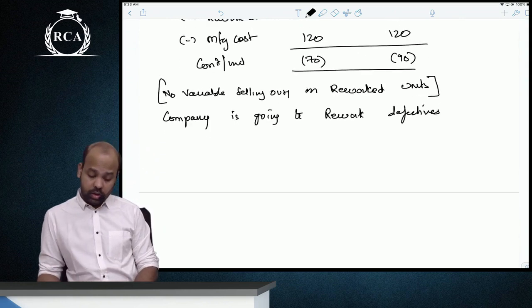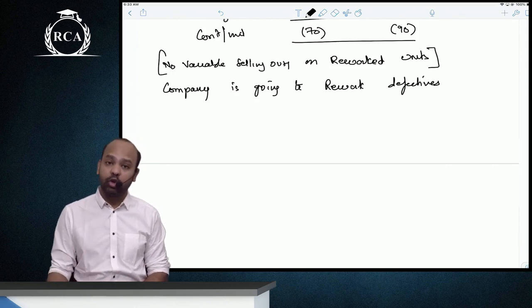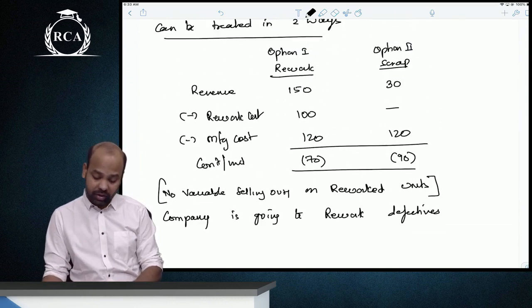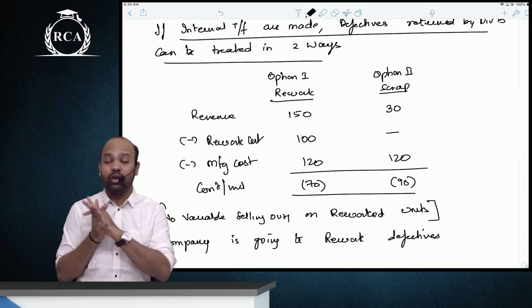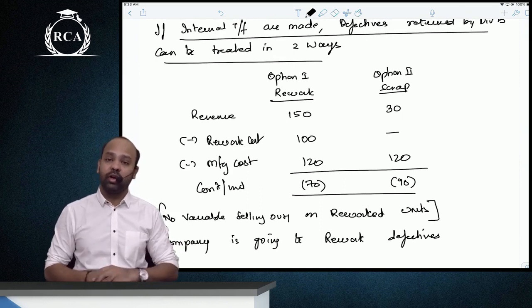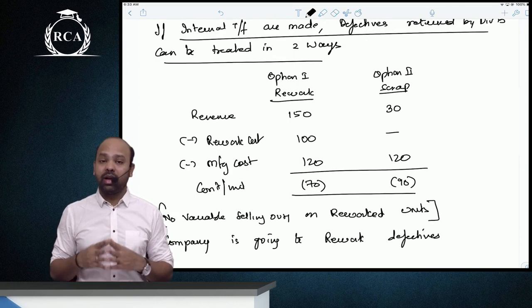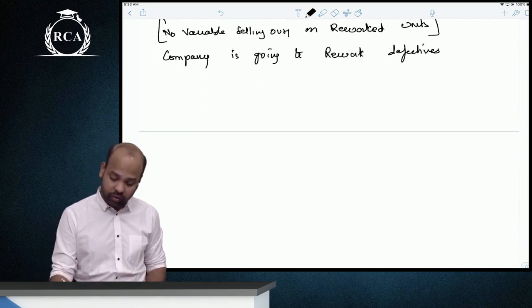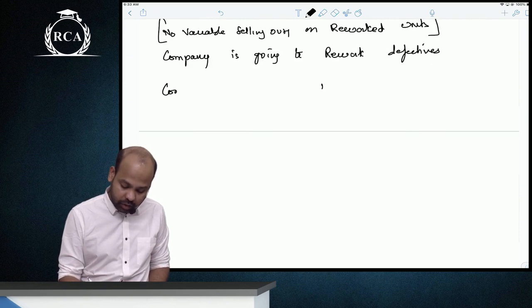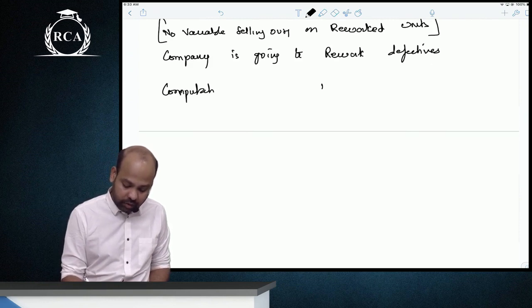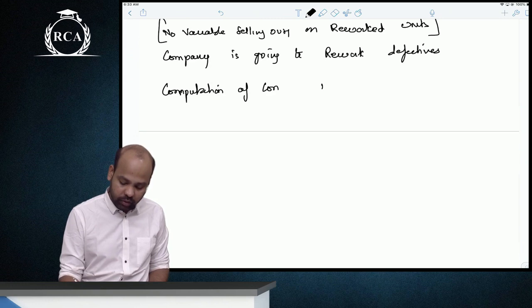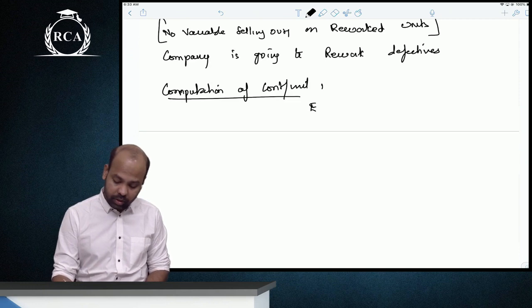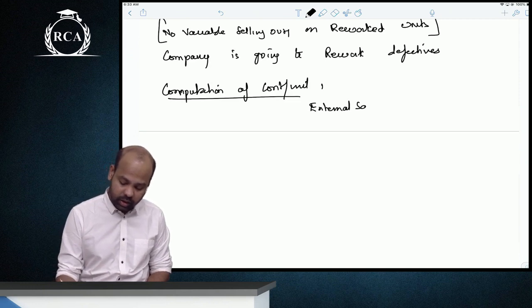Correct, sir. Now guys, I will have to compute effective contribution per unit to decide what I should be giving preference to. First, I've decided whether the company is going to rework the defectives or simply scrap the defectives. We have presented that properly here. Now the next thing to be done is computation of effective contribution per unit, to decide what you are going to give preference to. Computation of contribution per unit from external sales and internal transfers.